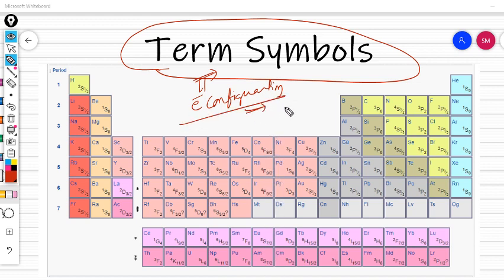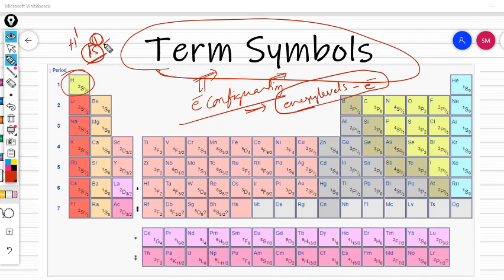Electronic configuration is the indication or index of the energy levels and the electrons which are present in the energy levels. Exactly, the term symbol also does the same function. For example, if I take hydrogen, what is the electronic configuration? It will be one electron, so 1s1. This 1s is the energy level and one electron is present in that.